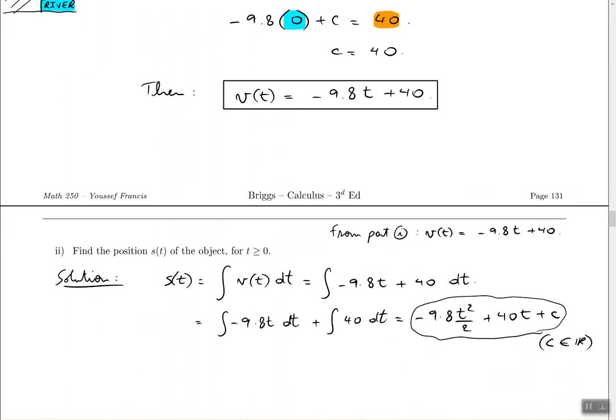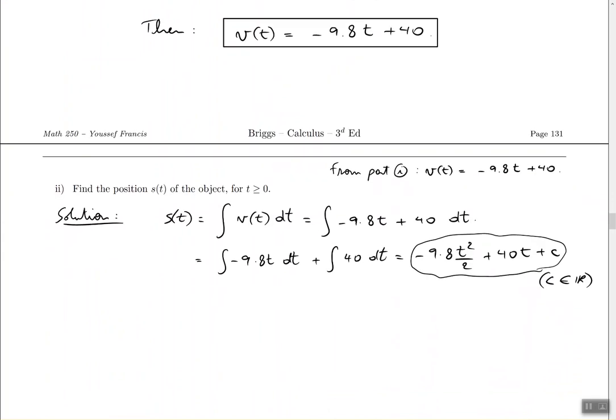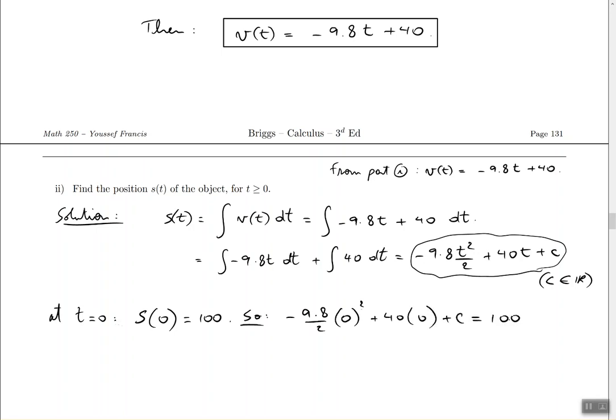So that tells me that now at time 0, at the moment of launch, the position of the rock at 0 was 100 meters. So in other terms, I know that negative 9.8 divided by 2 times 0 squared plus 40 times 0 plus c should add up to 100. Okay, the position is 100 at the moment of launch.